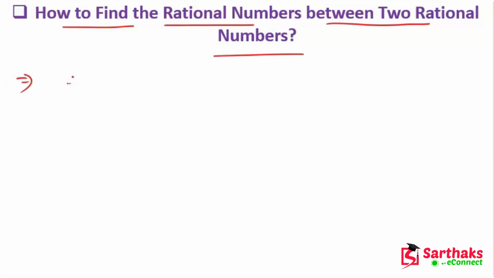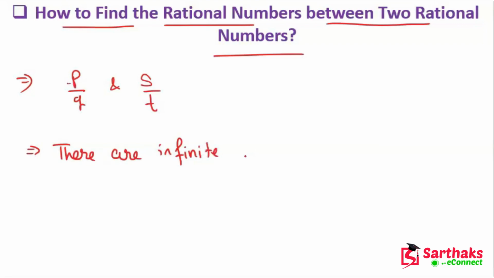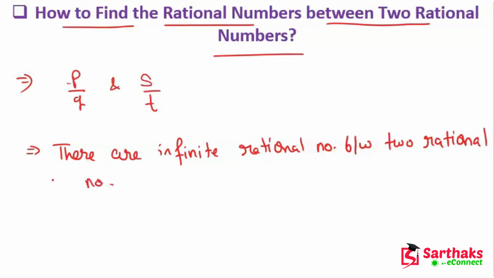So first of all, my dear friend, let's suppose we have P upon Q and S upon T. There are infinite rational numbers between two rational numbers. Now let's see how to find the rational number between two rational numbers.